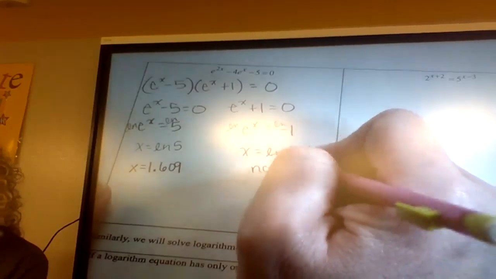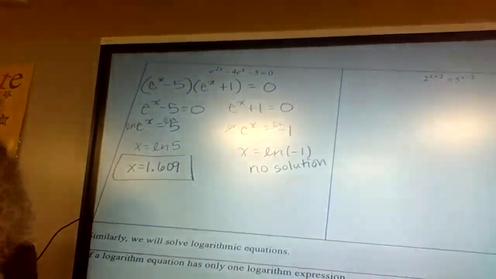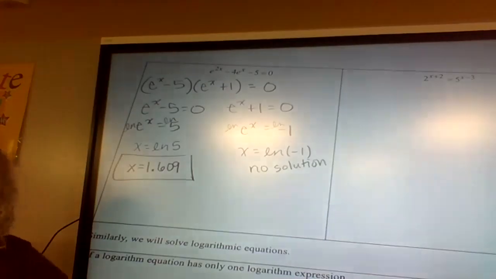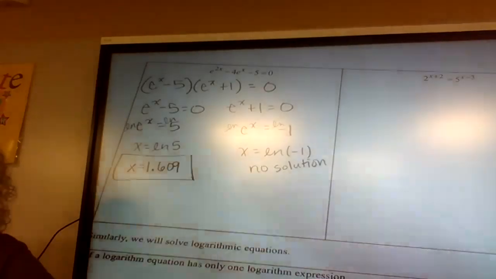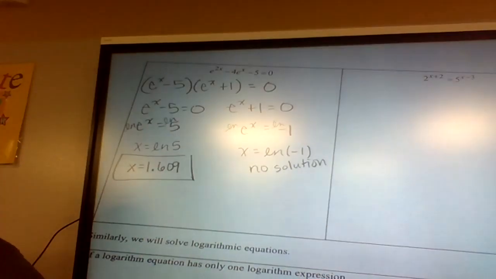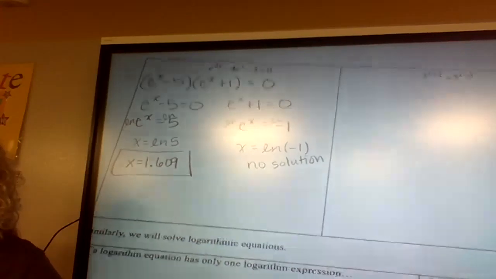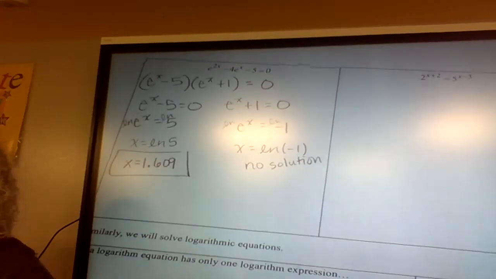So you didn't do anything wrong, but this is the only answer that works. You can't take logs of negatives. I thought if you factored it, you got the number. Not always. Remember our extraneous solutions? We're going to have a lot of extraneous solutions down here.